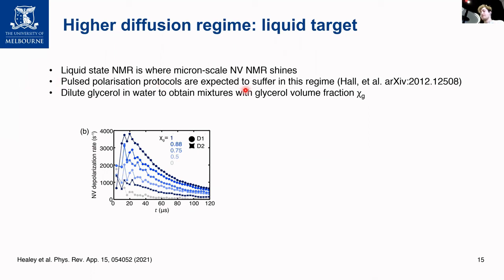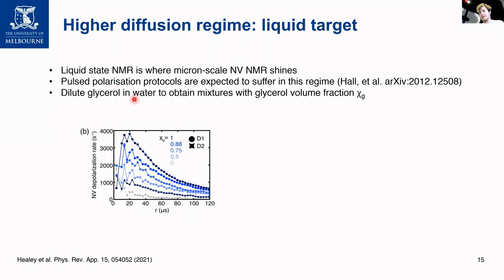And yet, recent theoretical work from Lee and Paul in our group has shown that pulse polarization protocols like the one we're using are expected to lose a lot of efficiency in this regime, essentially because they only ever approximate a flip-flop Hamiltonian, and this approximation starts to break down when you have rapid diffusion through the NV interaction region.